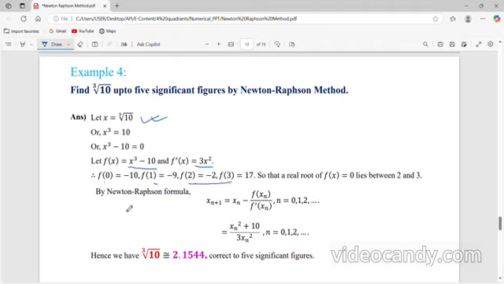So with the Newton-Raphson formula, we develop the function. Hence, after calculation you will find 2.1544 correct up to 5 significant figures. Okay, table formation you will find yourself. This is the calculation. Here we are skipping the table, you have to find the table yourself.